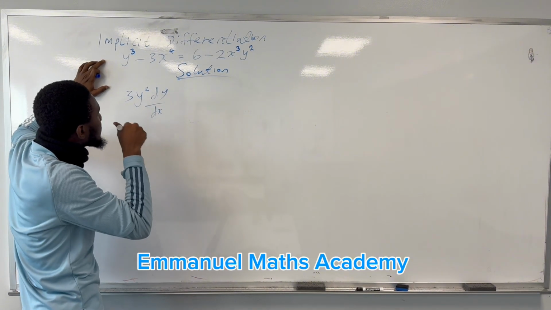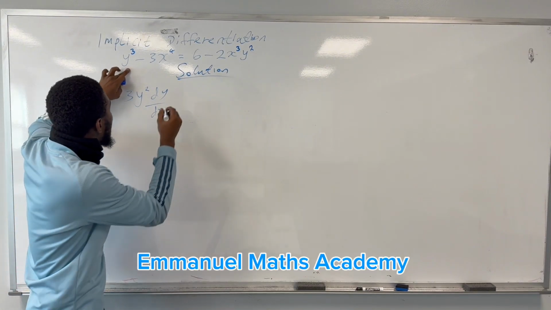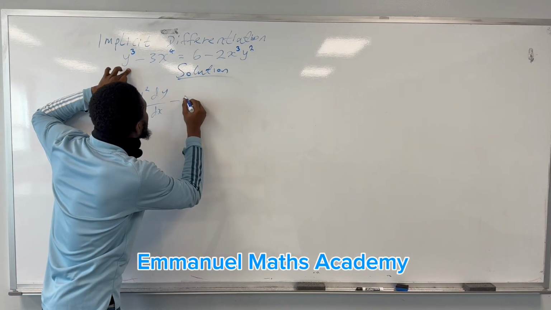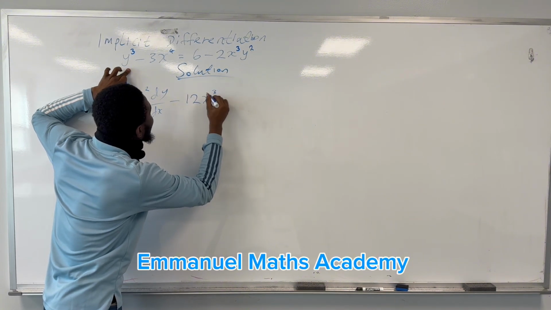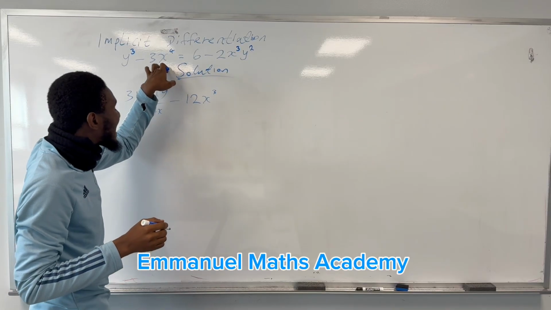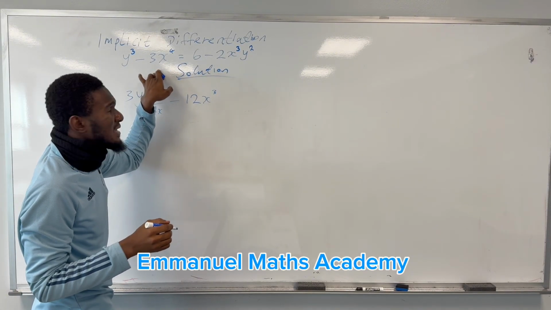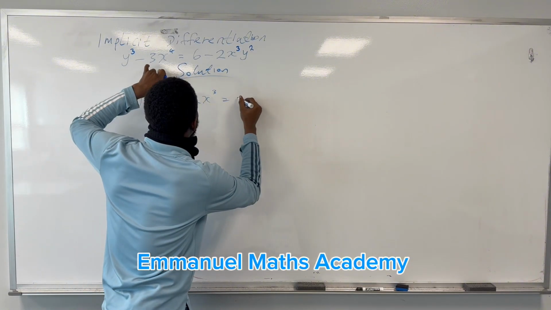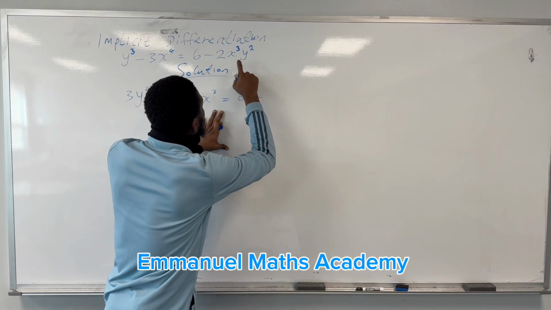This is because you are having y and not x. For this, you have 12x cubed. You don't need to put dy/dx because you are differentiating x and not y. Right? So for this it would be 0, it's a constant.